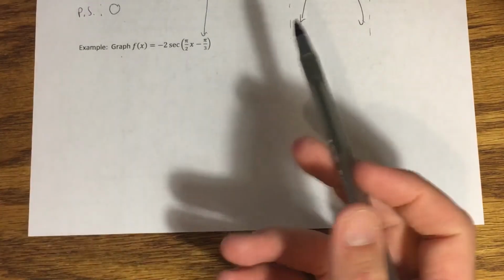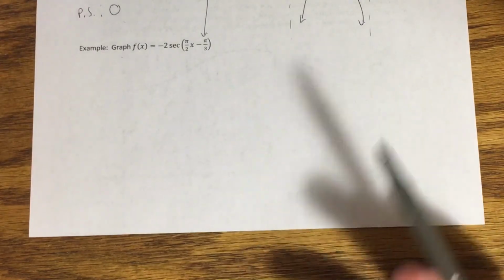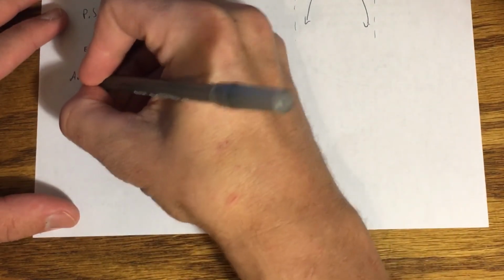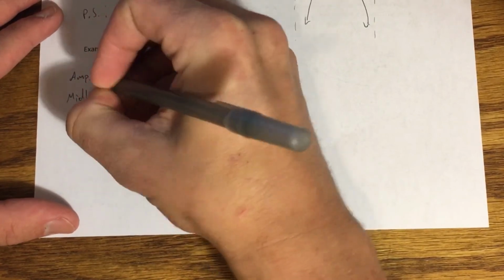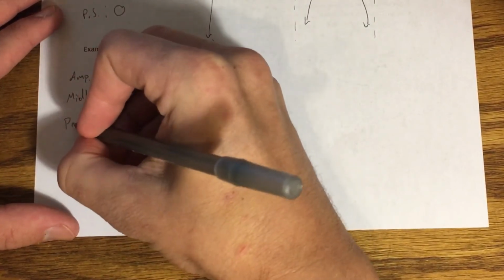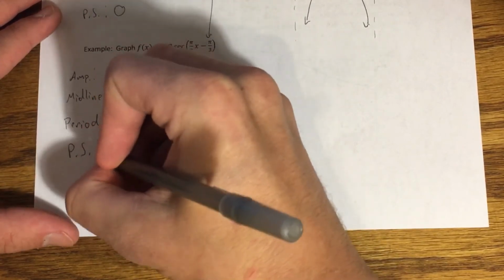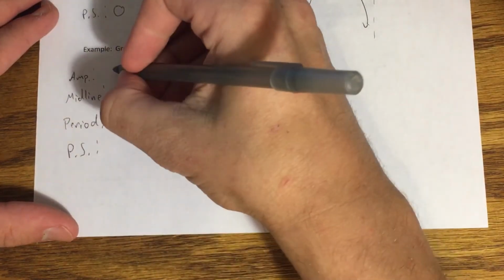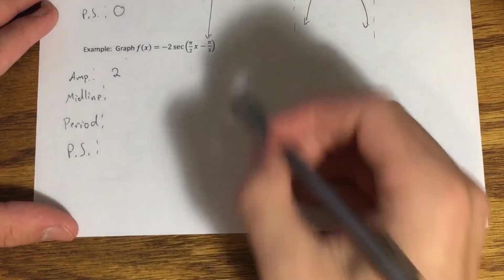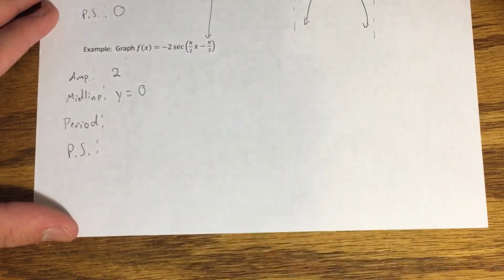Secant now, just like we did for the first example on this page, it's like a cosine function. We need amplitude, we need midline, we need period, and we need phase shift. What's the amplitude for this? Absolute value of -2, which is 2. Midline. There's a 0 for my d here, so I'm going to write y equals 0.